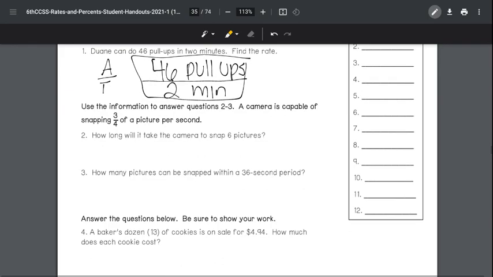Use the information to answer questions 2 and 3. A camera is capable of snapping 3/4 of a picture per second. Number 2. How long will it take the camera to snap 6 pictures? Pictures over seconds. 3/4 of a picture in 1 second is 6 pictures in how many seconds? So when you cross multiply and then divide by 3/4, you end up getting 8.